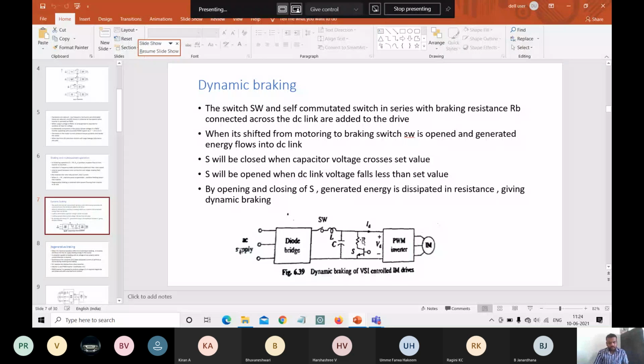And when the operation is shifted from motoring to braking, that is, when the phase angle goes from less than 90 degrees to greater than 90 degrees, or whenever the power flow that was from inverter to machine changes to machine to inverter.